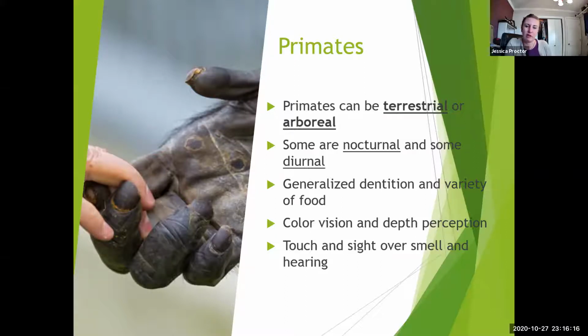Primates have generalized dentition with a variety of food. So like I always tell you guys, in the game of evolution, diversity wins.